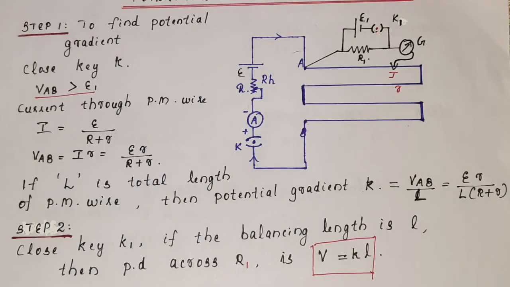If that balancing length is small l, then the potential difference across R1 is given by K into l, because the potential difference across AJ will be equal to the potential difference across R1. So the potential difference across R1 will be equal to K into l, where K is the potential gradient.